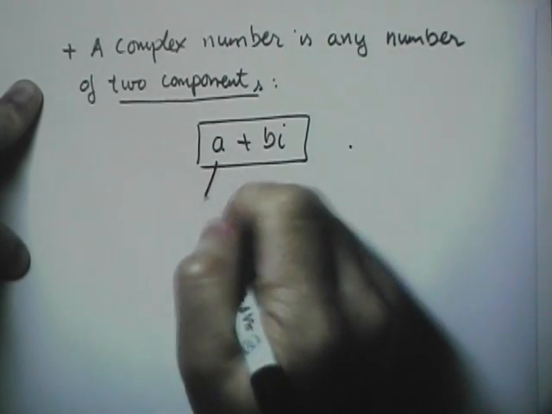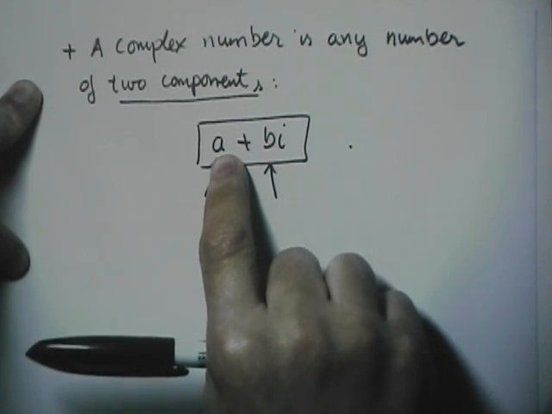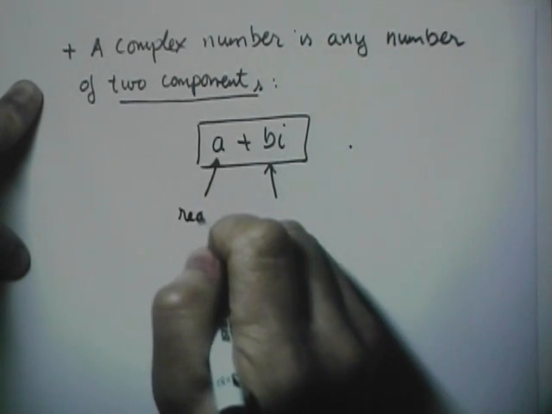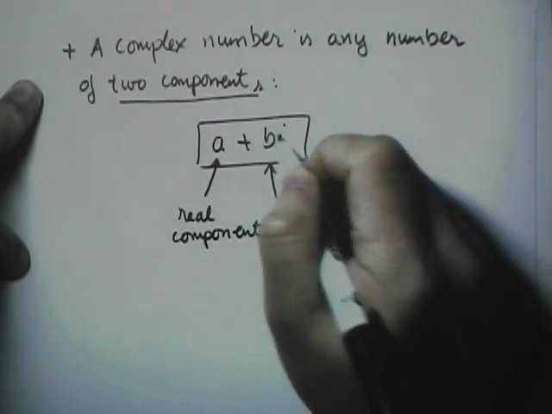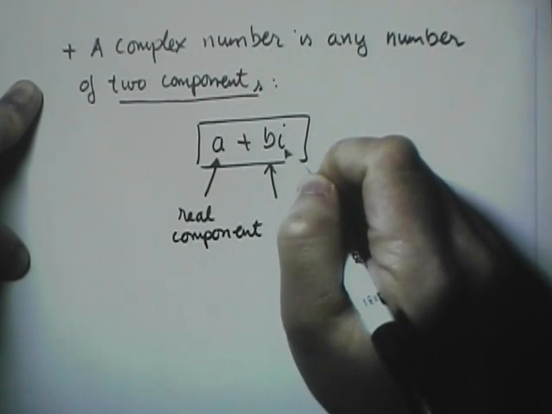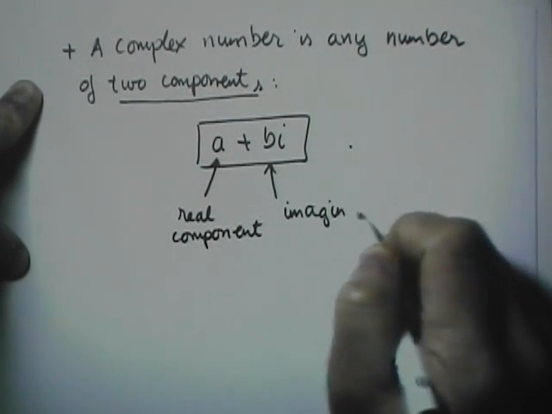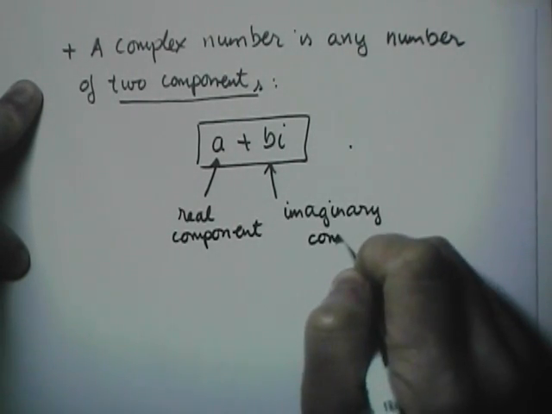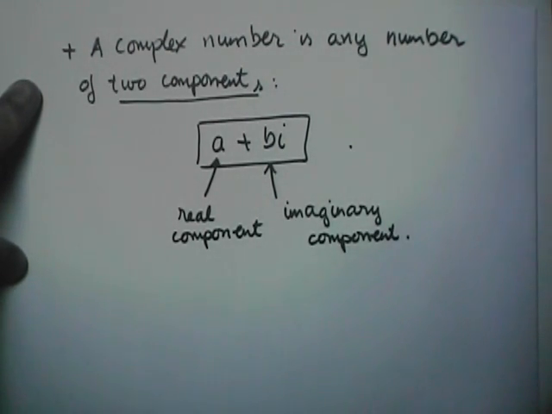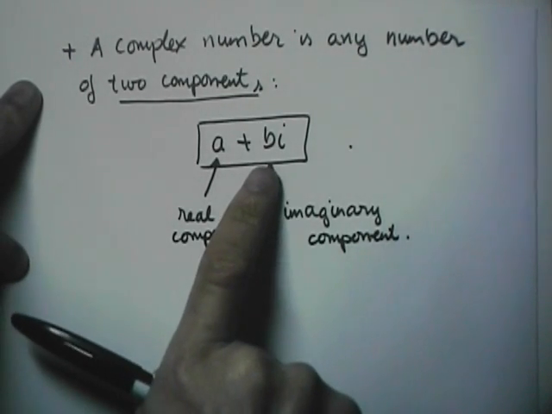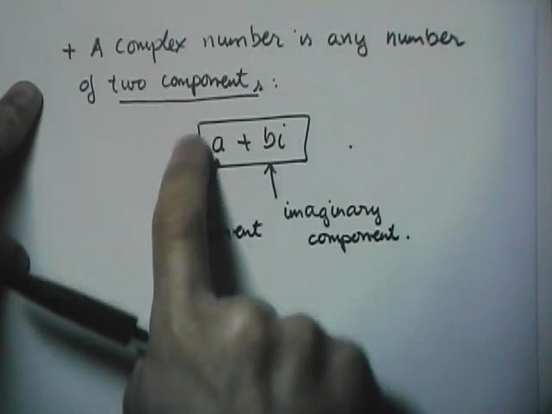So the first component right here, you can see the two components here. There's one component that goes without the i, by itself, alone, and we call that the real component. And there is another component that always goes together with the i, and we call that the imaginary component. You have just learned about the imaginary number earlier. So the imaginary component coming together with the real component makes up a fine-looking complex number.